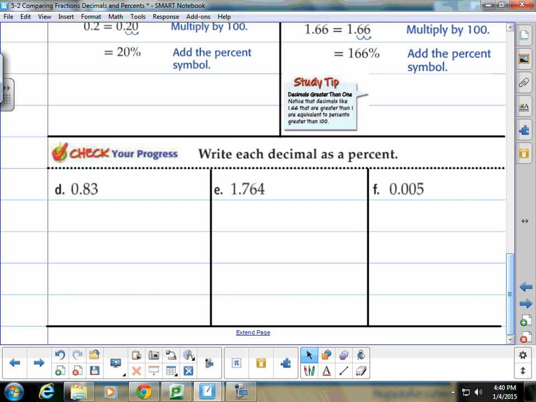So anything more than that would be more than 100%. Give these ones a try as well. Multiplying by 100 is the key here. So I have this decimal, I'm going to go 1, 2. So I get 83, and I add my percent symbol.